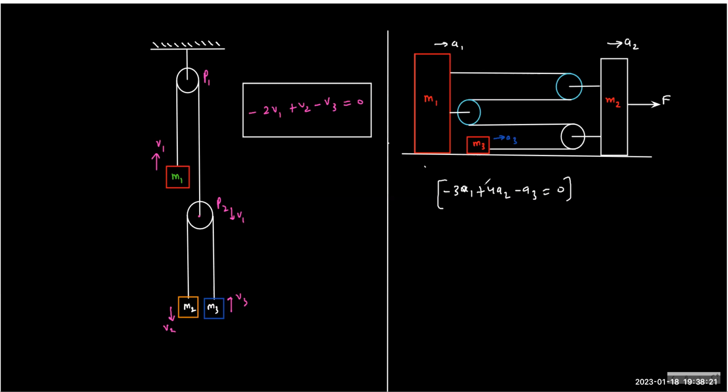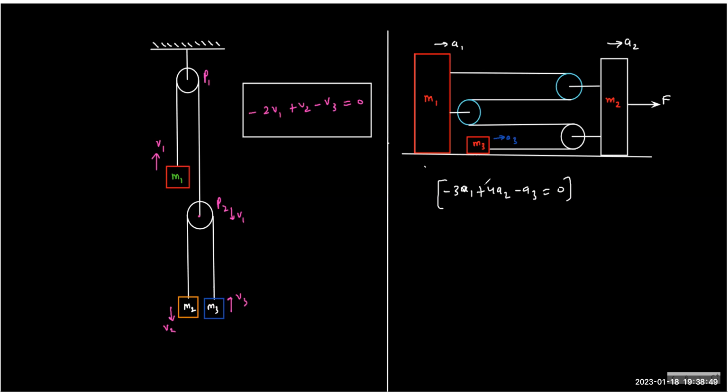So any difficult constraint relation can be written easily if we realize certain things like the segments and the number of strings. If we have more than one string, we have to write it for each string part separately. But there is a better way of doing it also, which I'm going to show you now.